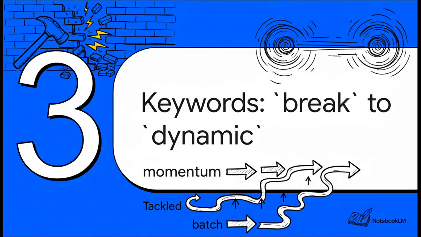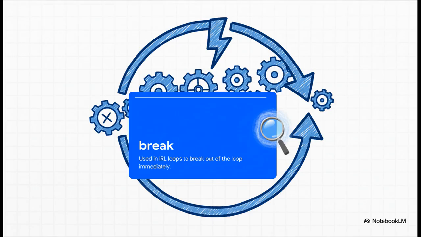All right, great job. First batch is done. We are making some serious progress. Let's keep that momentum going and dive right into our next group of keywords, this time from break all the way to dynamic. First in this list is break.